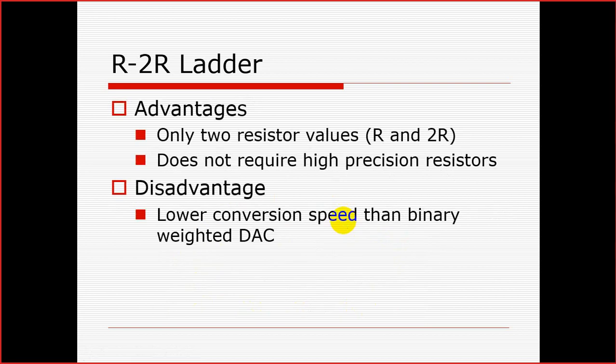What is the advantage of the R2R ladder? Only 2 resistor values are required, R and 2R. It does not require high precision resistors. That's the main advantage. What is the disadvantage? Lower conversion speed than the binary weighted DAC. So it is a little bit slow compared to the binary weighted DAC. But because of its simple design and accuracy, this R2R ladder is widely used.